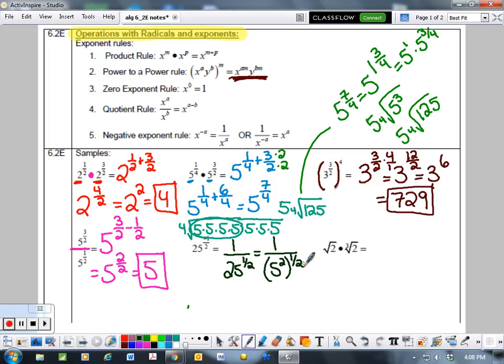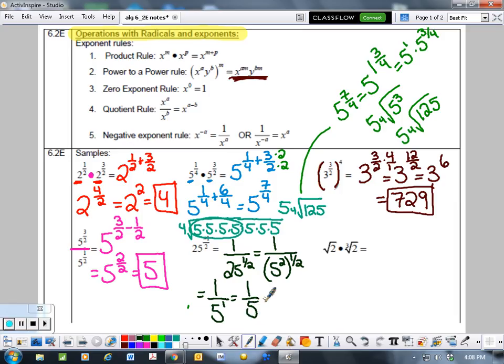So now I can multiply those exponents. So this could be 1 over 2 times 1/2, which is really 1. So this is 5 to the 1st power, which is just 5. So this is really 1/5.